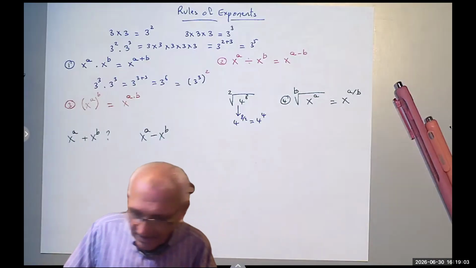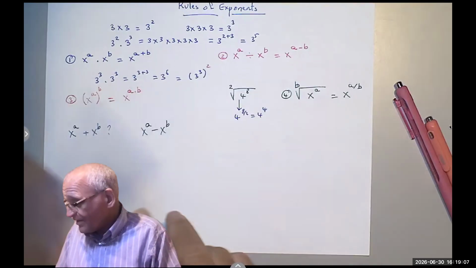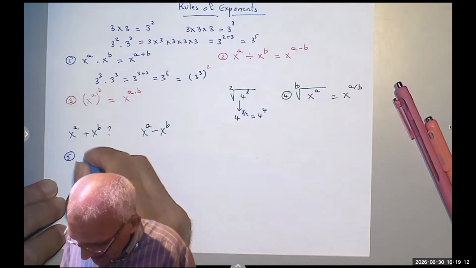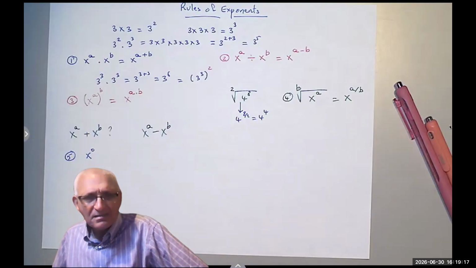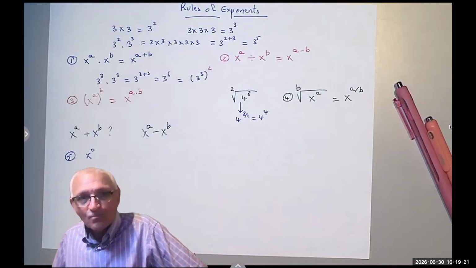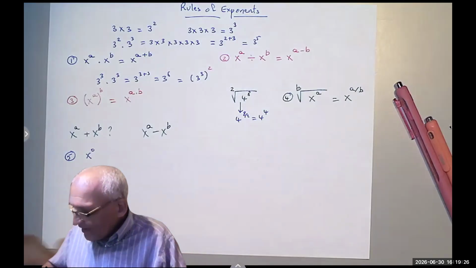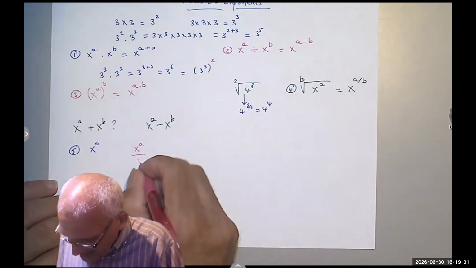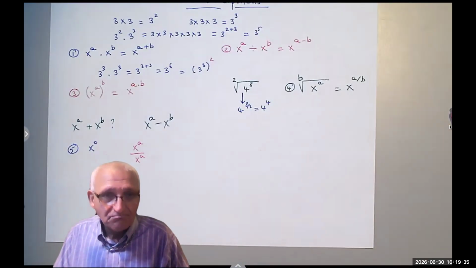Okay, next. We know that if I say, or we don't know that, we will know it now. If I say the fifth rule, what is x to the 0? 0? No, we are not guessing. We can do it in a slightly weird way. What if I tell you what is x to the a divided by itself? What is anything divided by itself other than 0?